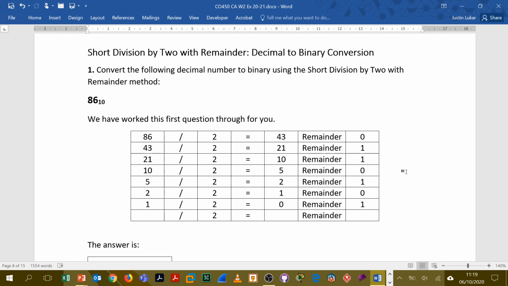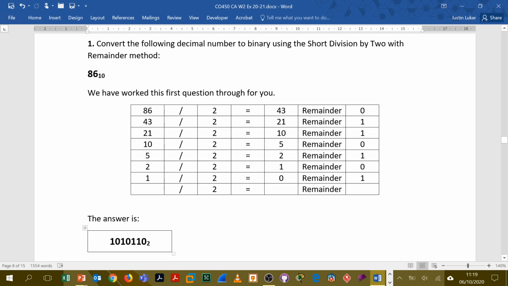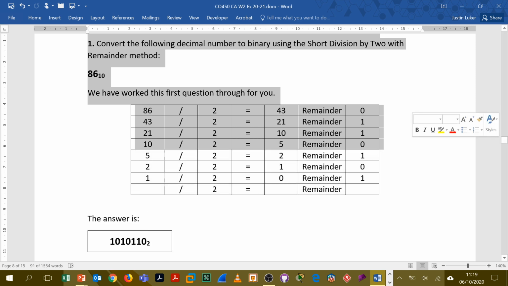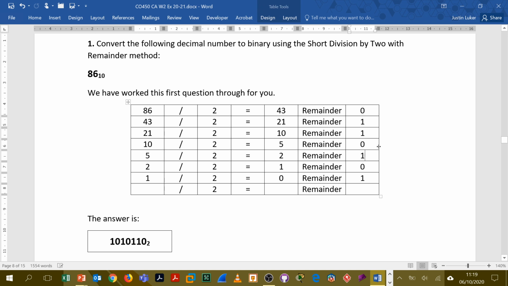So we had 86. So we take 86 and we divide that by 2, which has given us 43. And of course, there's no remainder on that. So that's an exact figure. So 0 is our first right-hand number for our binary. And actually, you can see it there. So that first 0 would come in at the end there.